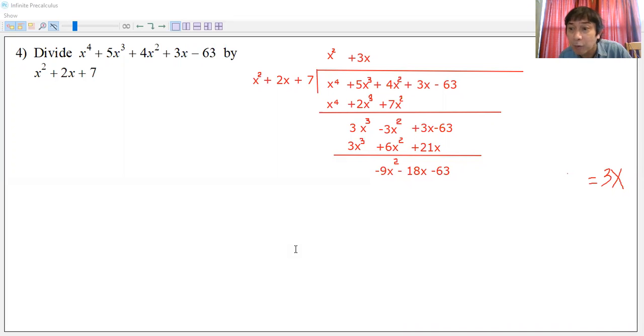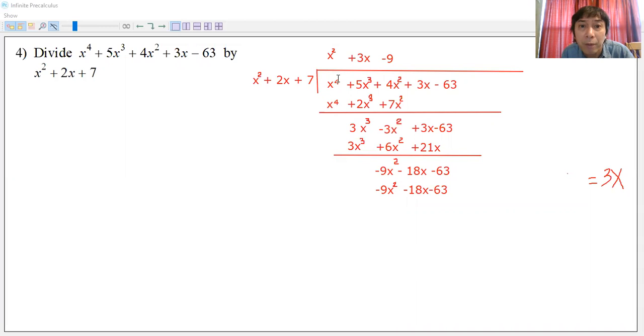So we were dividing. Negative 9x squared by x squared, it's just a negative 9. So that will be our negative 9 here. And then back to multiply. Negative 9 times the divisor. That will be negative 9x squared right here. And then negative 9 and 2x, it's a negative 18x. Negative 9 and 7, that's a negative 63.